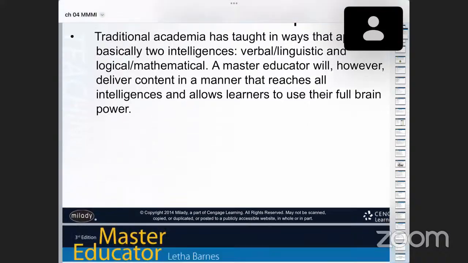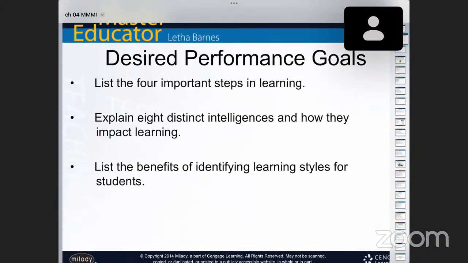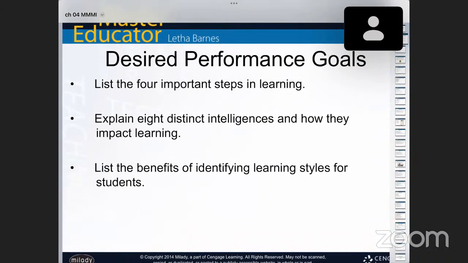Let's look at the desired performance goals for this chapter. We're going to list the four important steps in learning and explain eight distinct intelligences and how they impact learning. And while we look at these eight intelligences, any of these could be in our classroom.